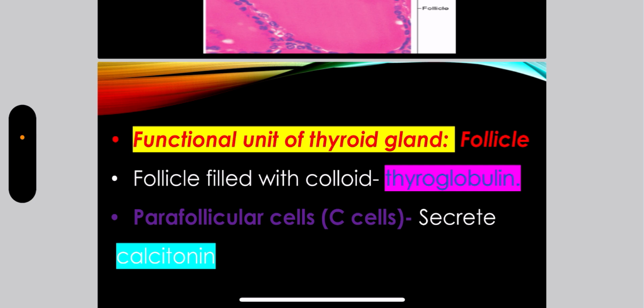Now there is presence of parafollicular cells. Para means around. The cells that are scattered among the follicular cells are parafollicular cells or C cells, and they basically secrete calcitonin.